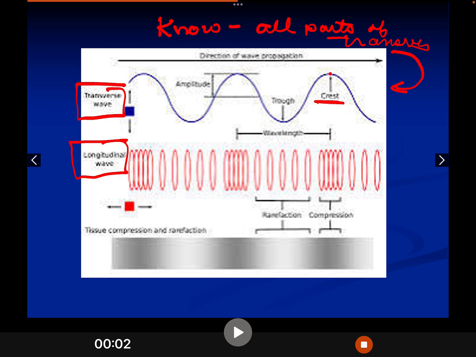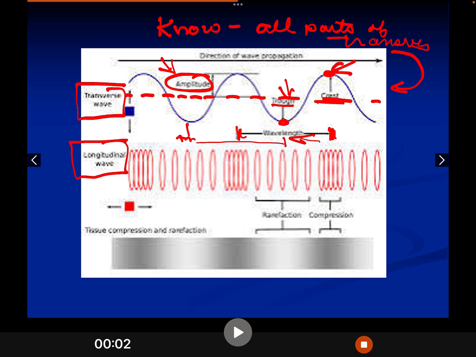So you will need to know that the crest is this point on top, the trough is this point on the bottom. A wavelength is generally considered crest to crest, but it could also be trough to trough, either one. Amplitude is displacement from rest position. So the parts that you need to know are amplitude, wavelength, trough, and crest. And notice that the transverse wave is the up-down displacement from parallel that we're used to seeing.